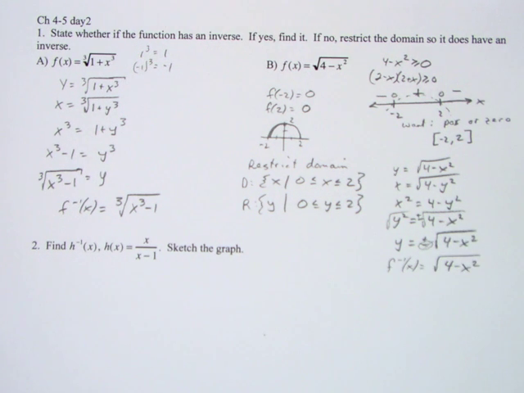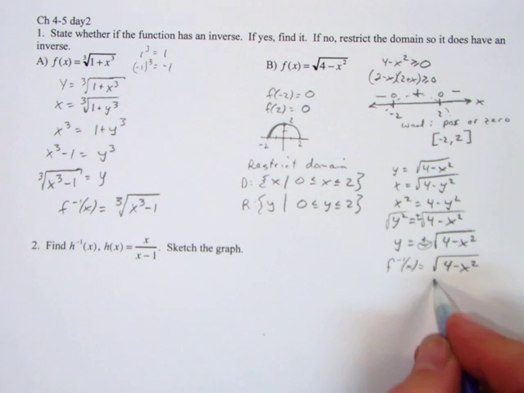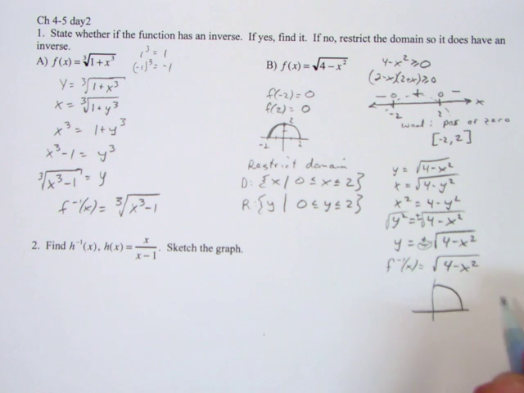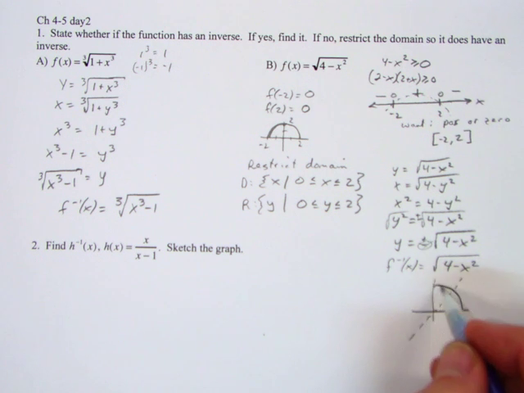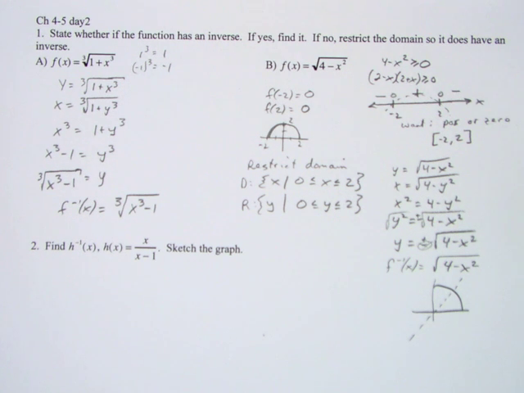Now what do you notice about that? The inverse is the same as the function itself. Why? Let's take a look. It's just this piece. Remember, the inverse is a reflection about the line y equals x. Well, what happens when you reflect this graph about that line? Both halves are the same thing. So it is its own inverse.